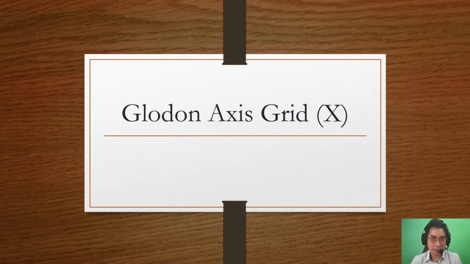Hi, welcome back to my channel. In this video, I'm going to talk about Glodon axis grid line with a bracket X. So what actually is an X? X means that it's a hide function. When you do the axis, you are able to hide and unhide. Before we go into this axis, I want to tell you more about why you need this axis grid line at all, what it is, where you find it, and how you're going to do this axis grid line later in the video.